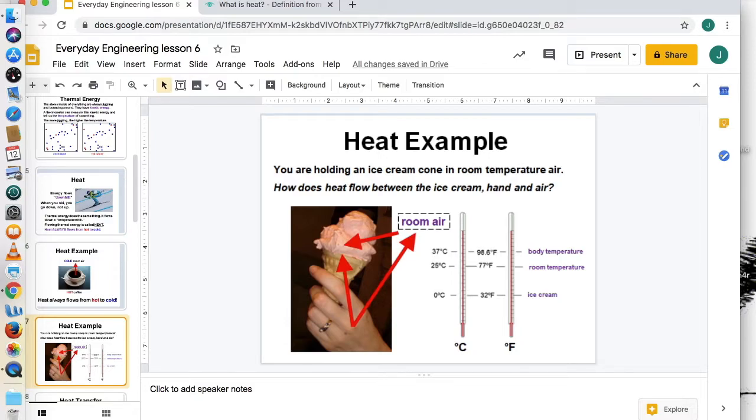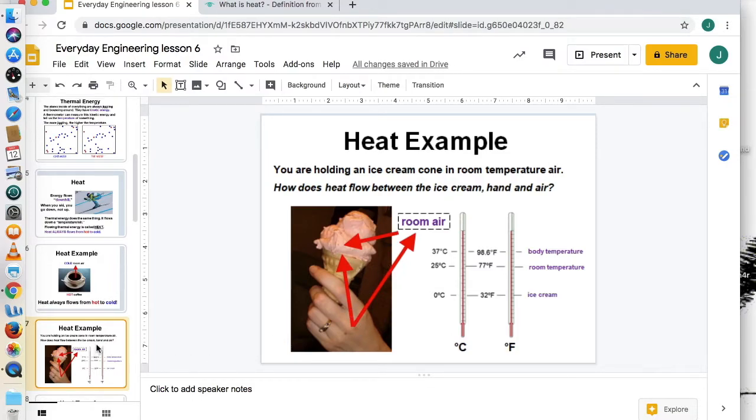Another heat example: if you're holding an ice cream cone in room temperature air, how does the heat flow between the ice cream, hand, and air? All right, so you see this. Your hand, which has a lot of heat, is moving towards the cold right here, and this is the room air moving down here too. The ice cream is at 32 Fahrenheit, the room temperature is 77, and the body temperature of your hand is 96 because it's so warm. Your body heat then transfers to the cold air over here, as an example.